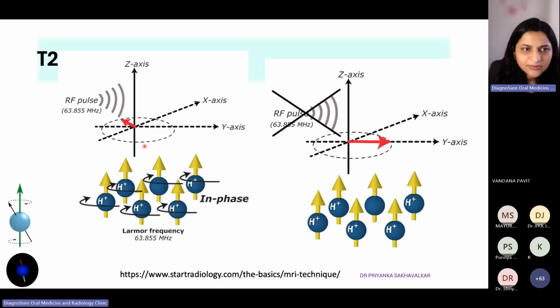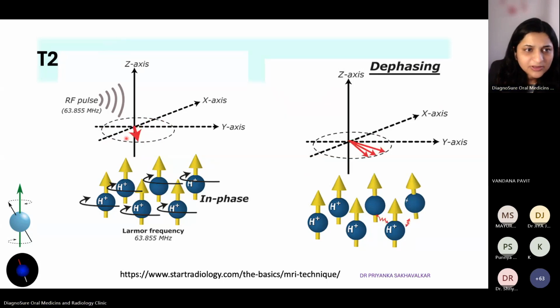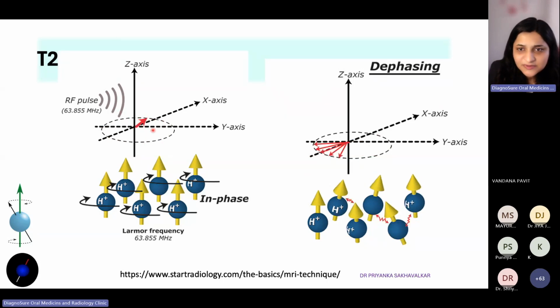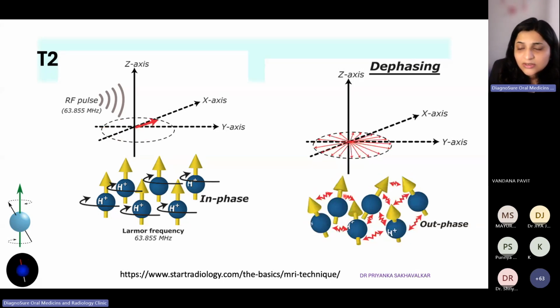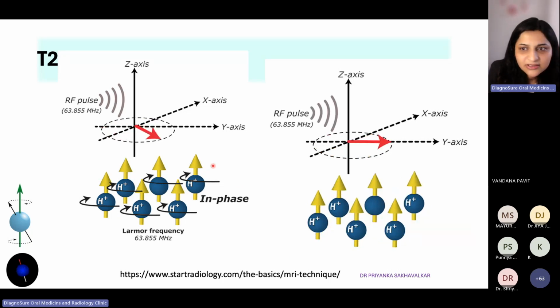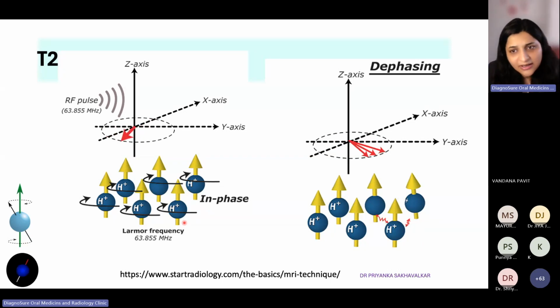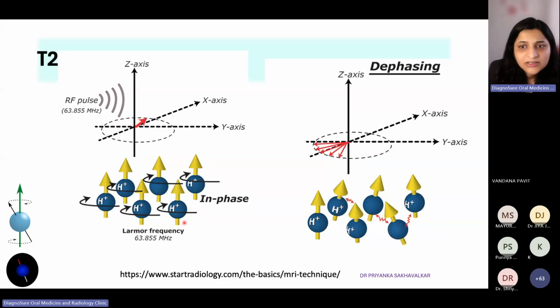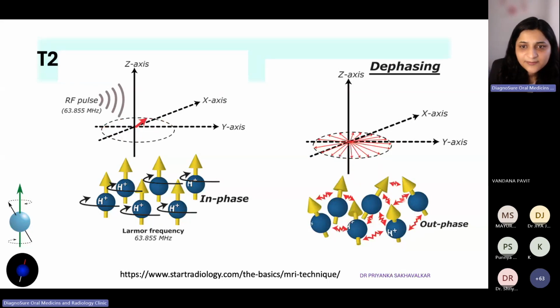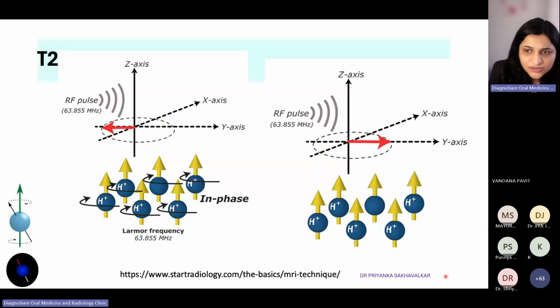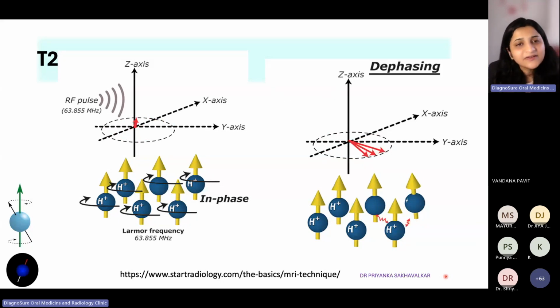Now, when talking about T2, T2 is transverse. When we turn off the radio frequency pulse, the protons in the transverse plane start to behave differently. Initially, they were spinning in phase, but after the pulse is switched off, they again go out of phase. This change is called dephasing. As protons start to lose their synchrony, they are influenced by irregularities of the magnetic field.